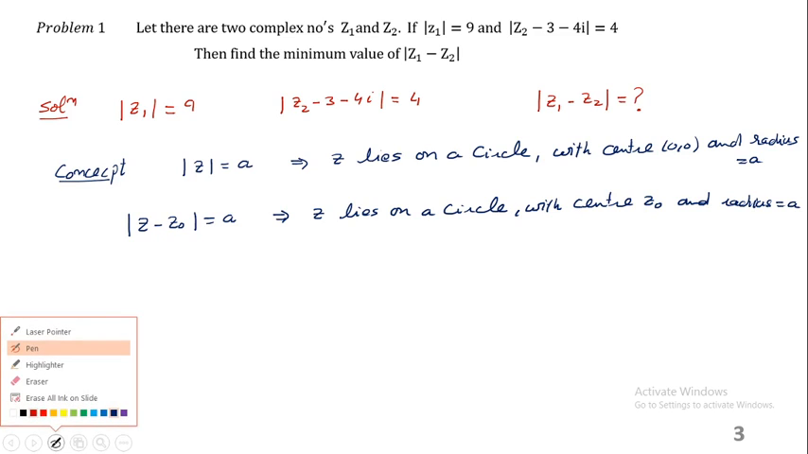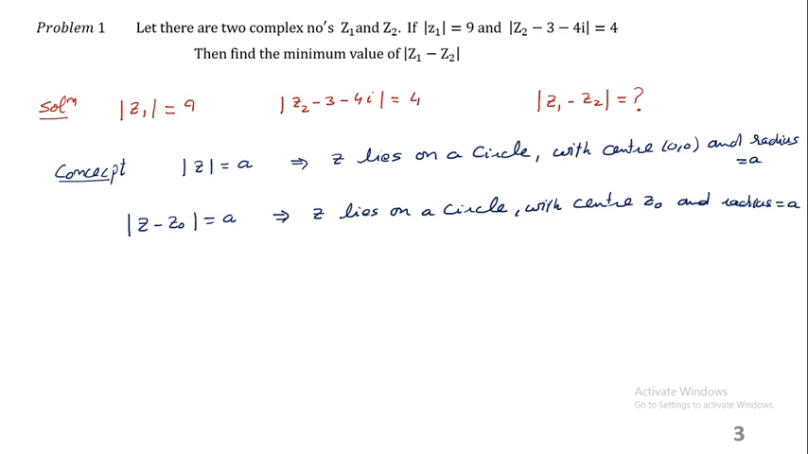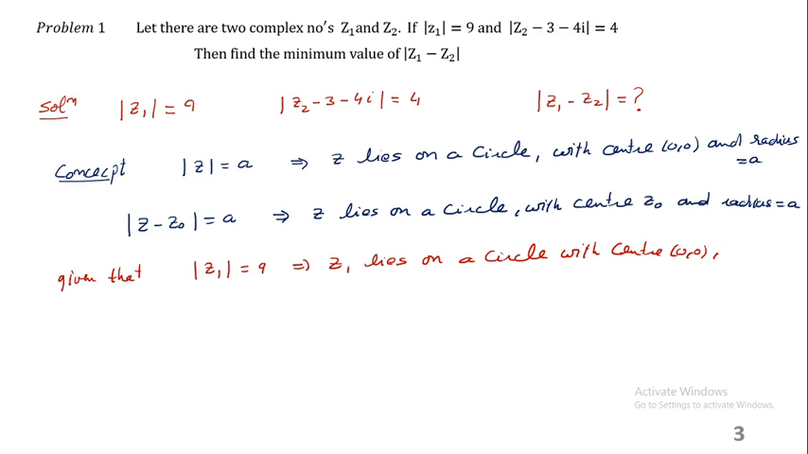Okay, and let me start the problem first. It is given that mod of z1 is equal to 9. That means z1 lies on a circle with center (0, 0) and radius r, which is 9. Okay, we will plot it afterwards.